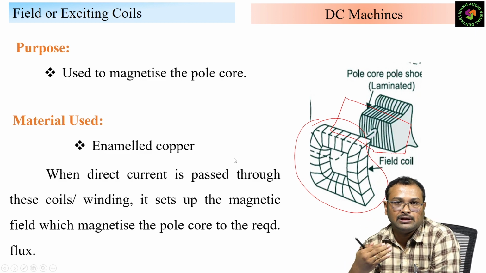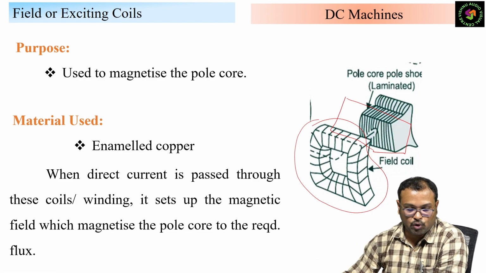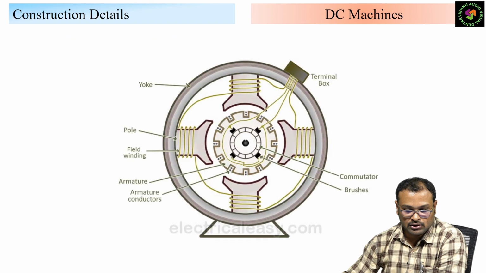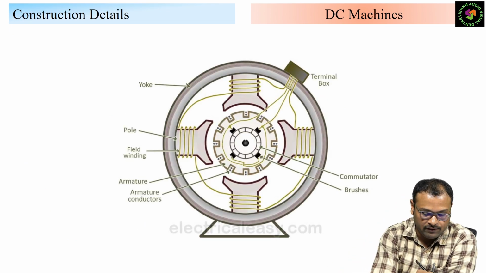So up to here we have seen how the magnetic flux is going. We'll go back to our diagram. As I said, we'll come back to this diagram. So here you see, up to now we have seen the yoke.